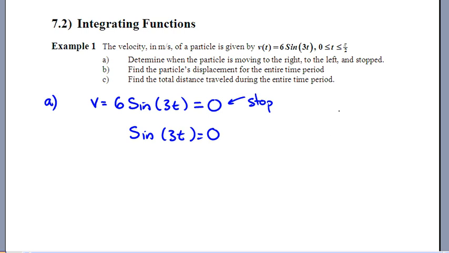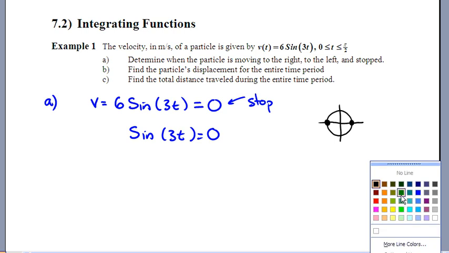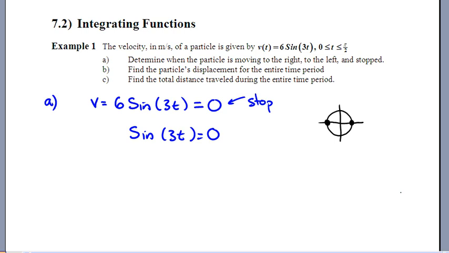When I do my special angles, I always just think about a kid riding on a Ferris wheel, you know, the unit circle. And sine is all about y values. And I want to know when is the y value 0? Well, that would be like there and there, and as many times as you want, driving the Ferris wheel around again and again. So for me, this 3t, this angle inside there, would have to be 0 or pi or 2 pi or 3 pi or 4 pi and so on, all the way down the road.